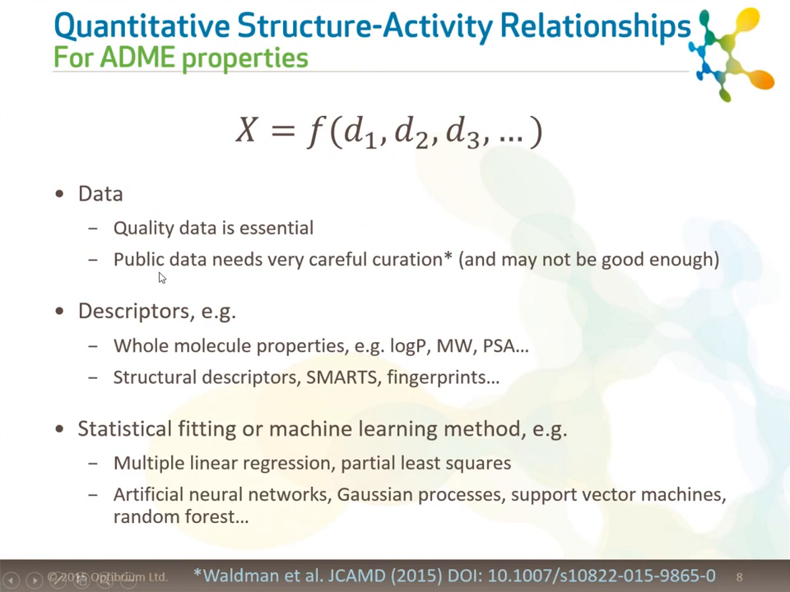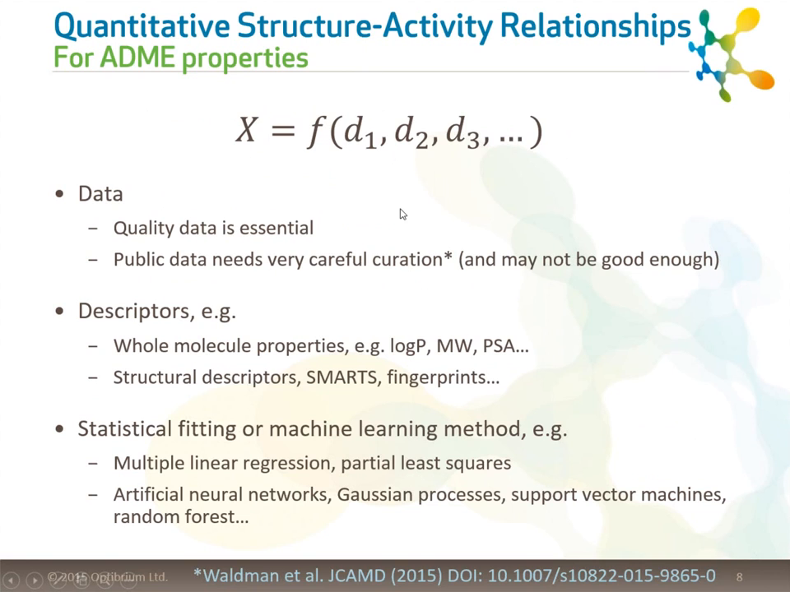And in particular, if you're going to use public domain data, this needs very careful curation. There's a nice paper published recently in Journal of Computer-Aided Molecular Design describing some of the pitfalls of using these sorts of data. And we also need to be aware that sometimes public domain data just isn't good enough to build a high-quality model, and you need consistent data measured with the same protocol in the same lab to really get that high-quality model.